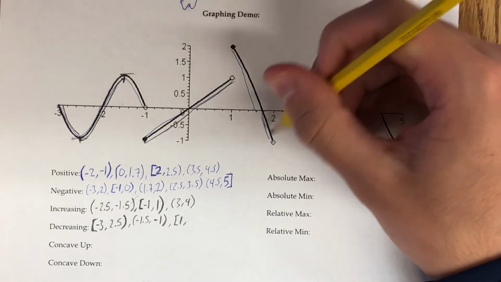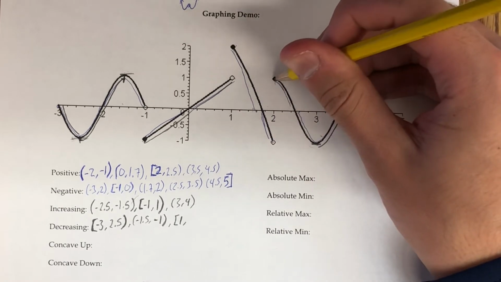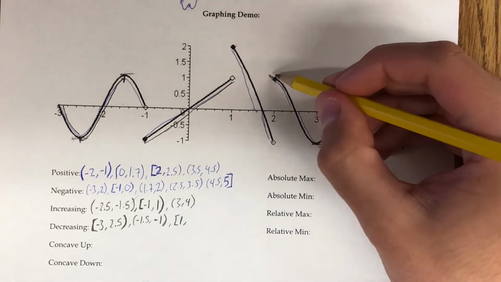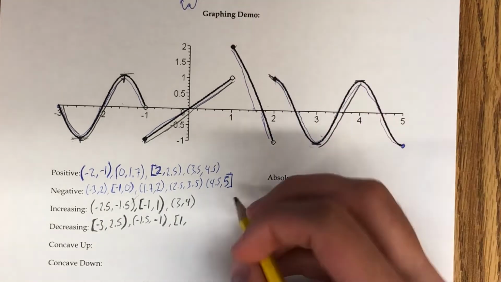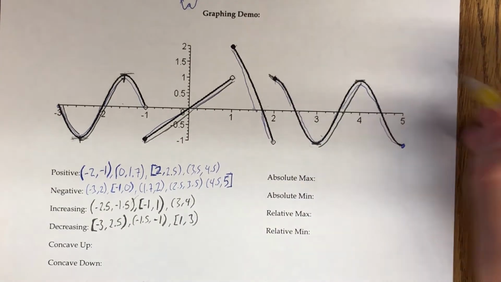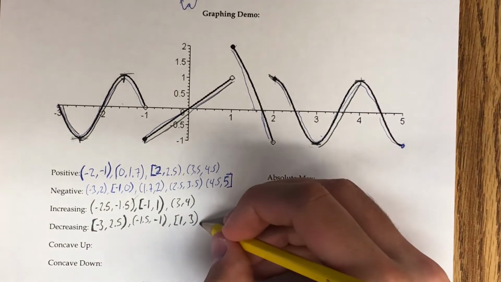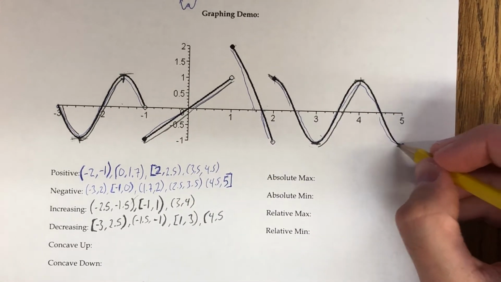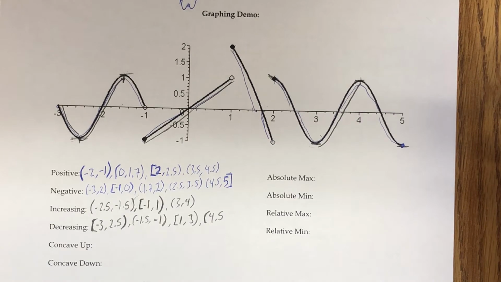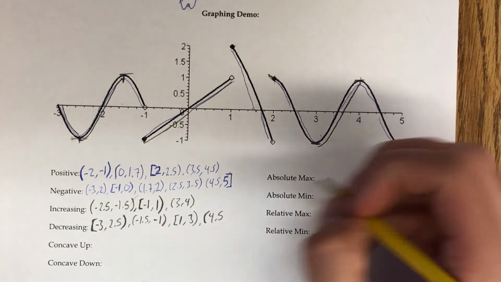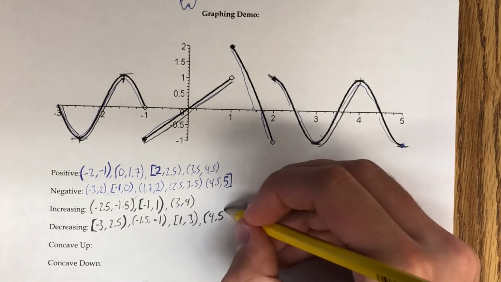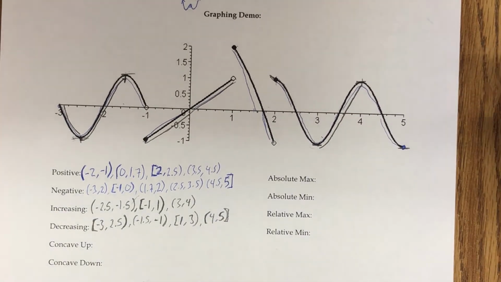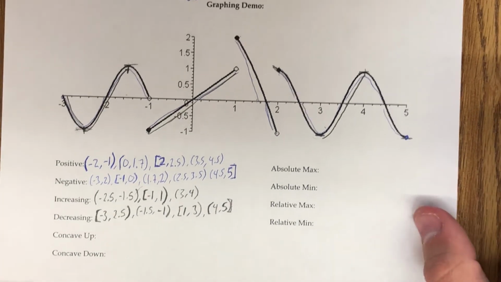But then if we continue up to 2 and at 2, it does look like we're still decreasing there. So we're still decreasing from 1 all the way up until 3, but not including, and then from 4, not including, to 5. That one's a little up in the air. I'm not sure if it levels off at 0 or not. So if you use a bracket or parenthesis, I'll leave that up to you. I'll just put them both there. Okay. Next we have concave up.